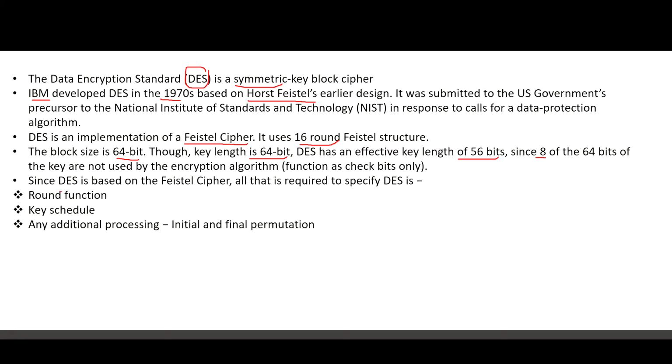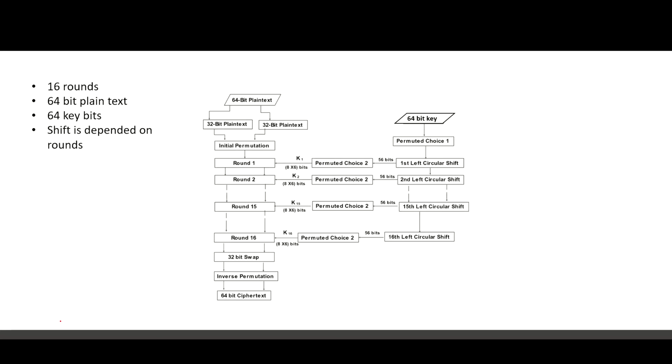And as we already said, DES is based on the Feistel cipher. What is specified here is these three things: the round function, the key schedule, and any additional processing like initial and final permutation. Okay, so this is just an introductory part for DES. We can look at what exactly DES means in the coming slides.